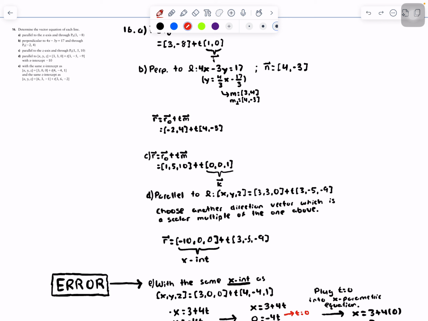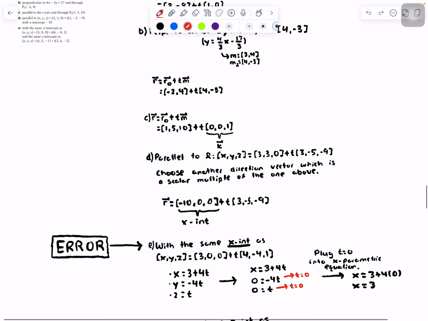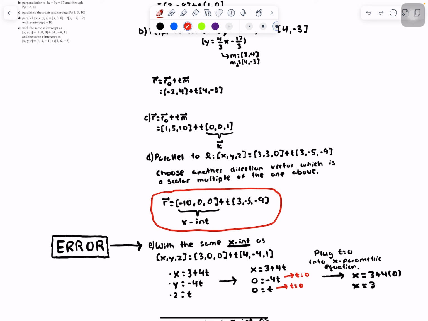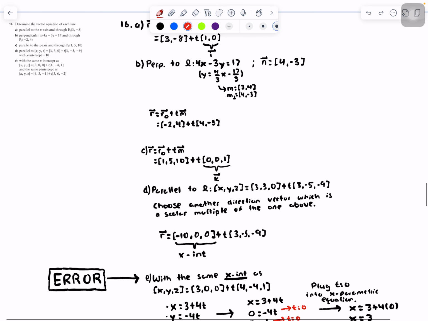And I know it goes through the x-intercept negative 10, so that'll be my position vector, negative 10, 0, 0. And my direction vector is 3, negative 5, negative 9, because it's parallel to it. So any scalar multiple of 3, negative 5, negative 9 would work, but I just chose exactly that one, so that would just be multiplied by 1.